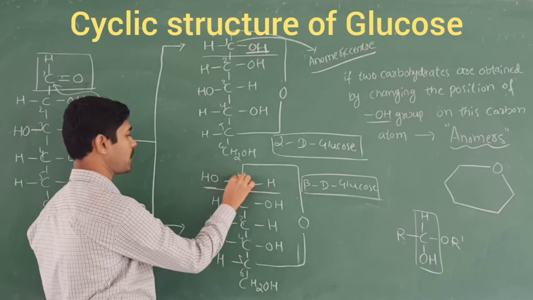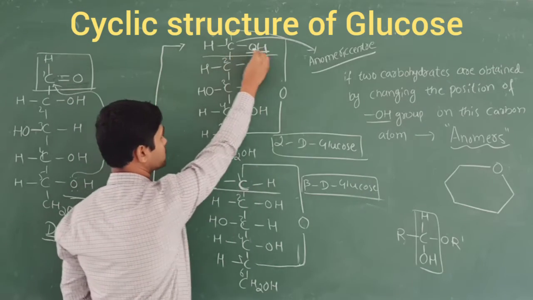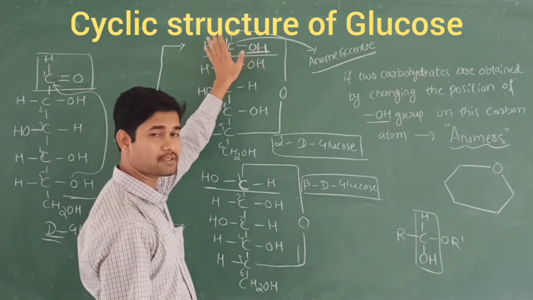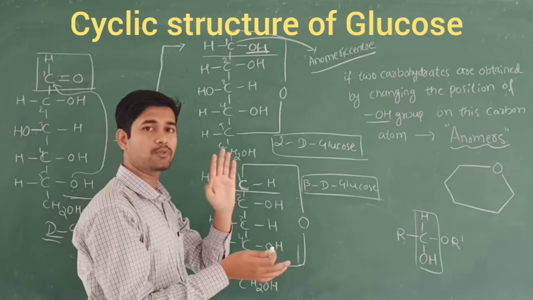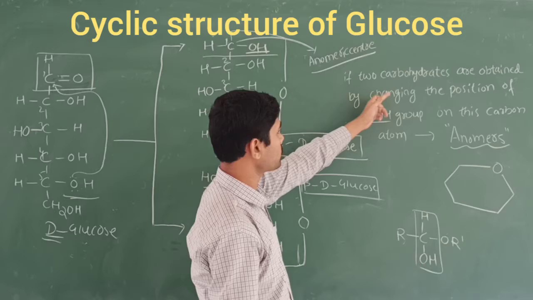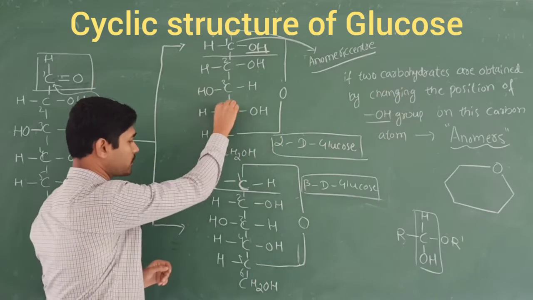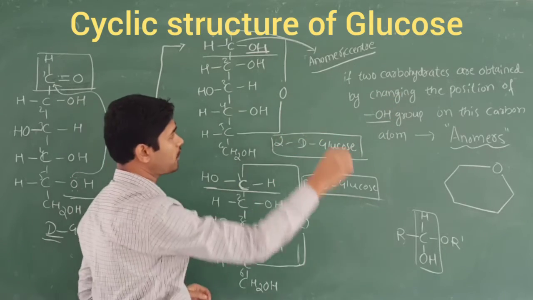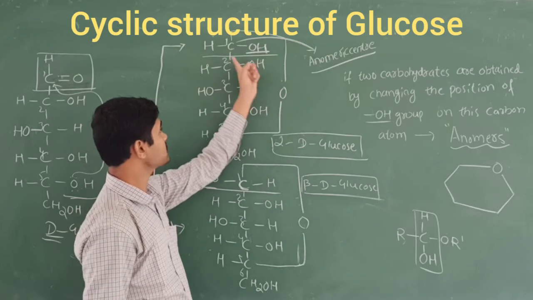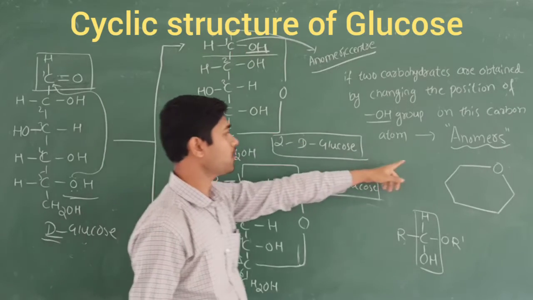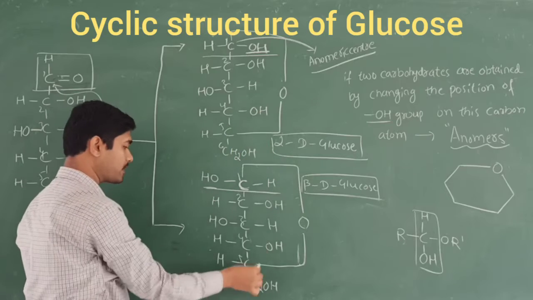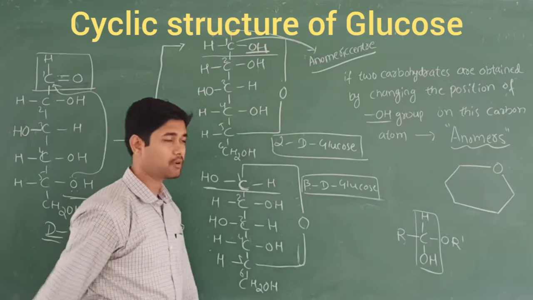So this position, this carbon 1 position, we are going to call the anomeric center. At this center, the first carbon, the OH group is interchangeable. If two carbohydrates are obtained by changing the position of the OH group on this first carbon, that is called anomers. So here this alpha D-glucose is an anomer, as well as this beta D-glucose.